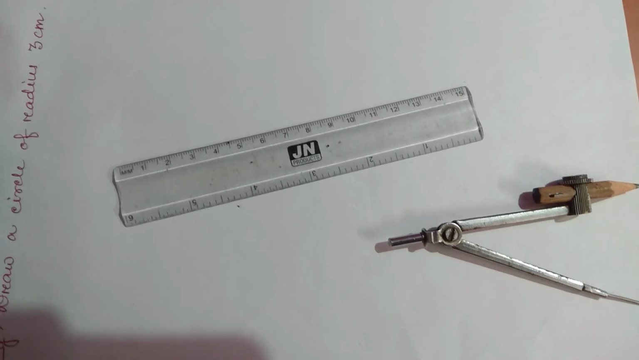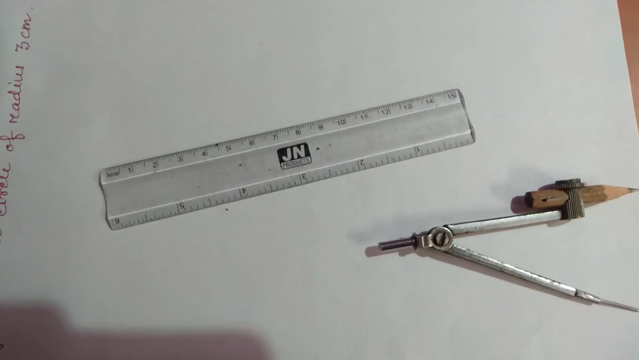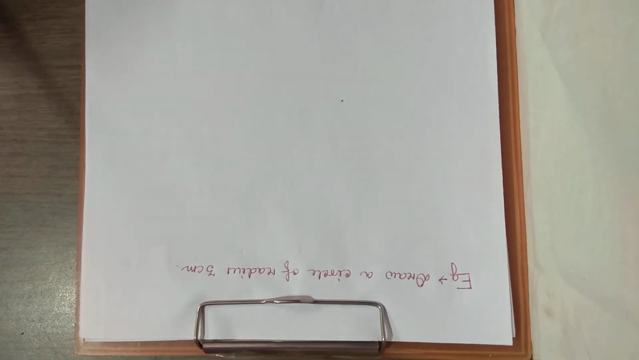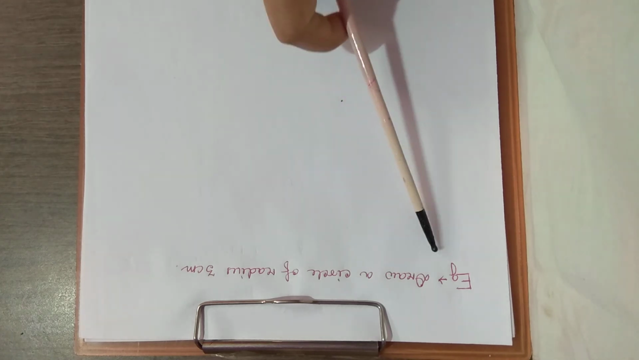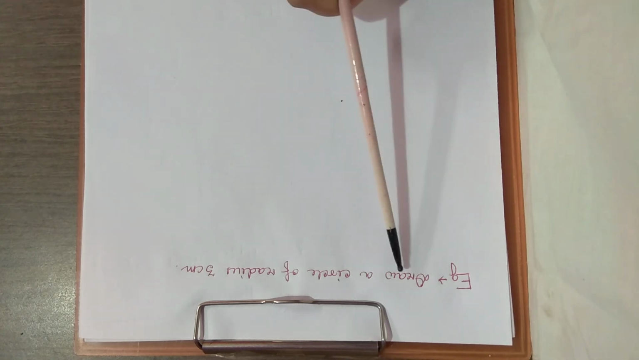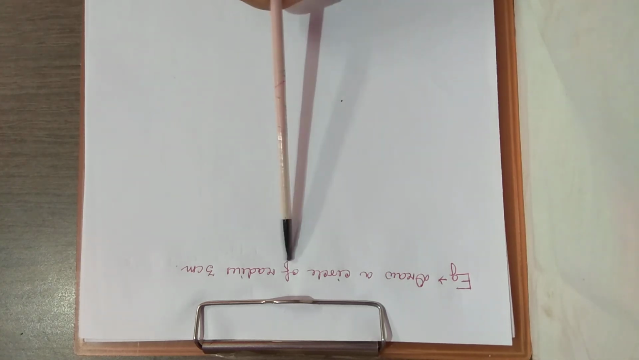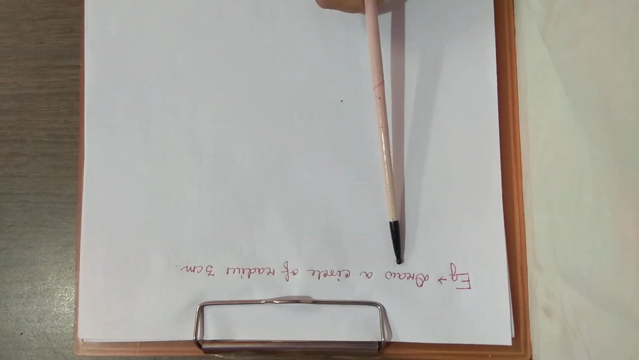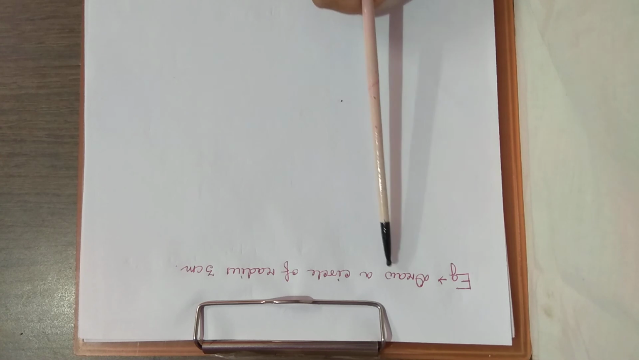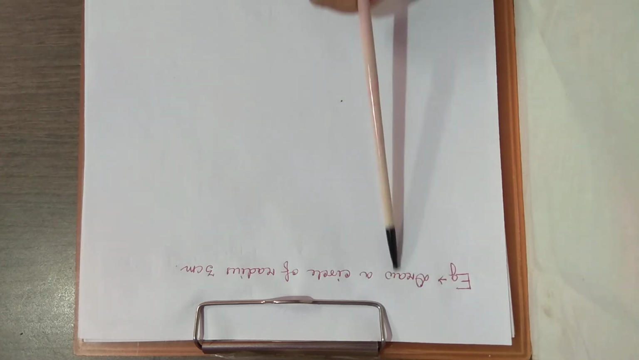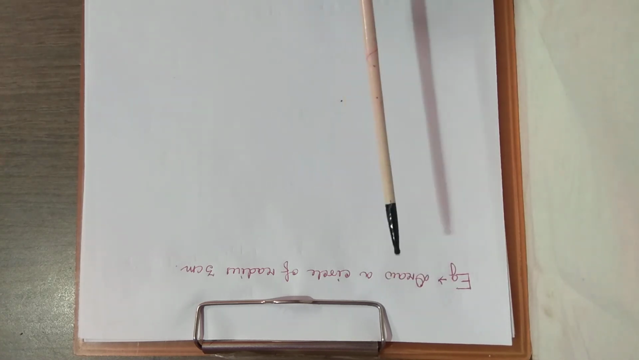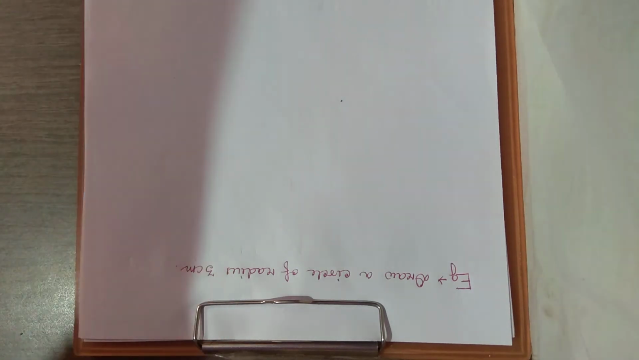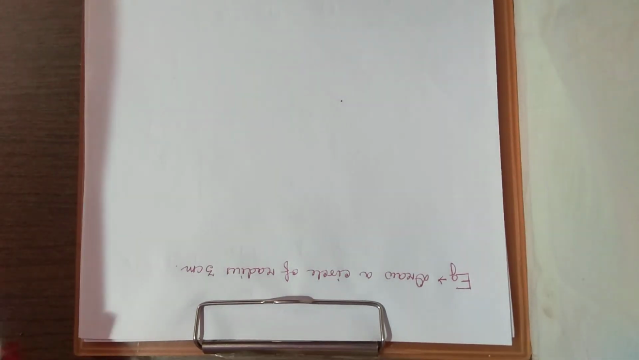Now let's get ready to see how we will prepare a circle. Here I have taken an example. Draw a circle of radius 3 cm. Here the word draw is written, not construction. So here draw means construct only. So how will we construct? Radius is given as 3 cm.